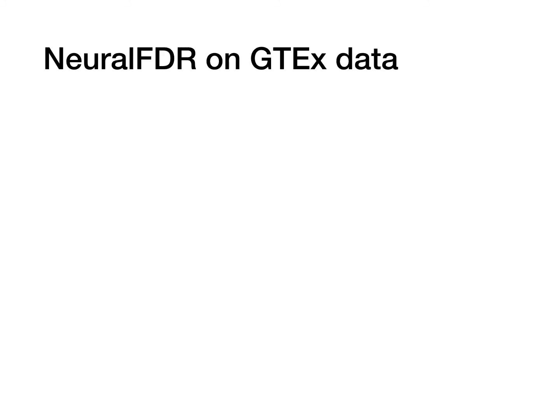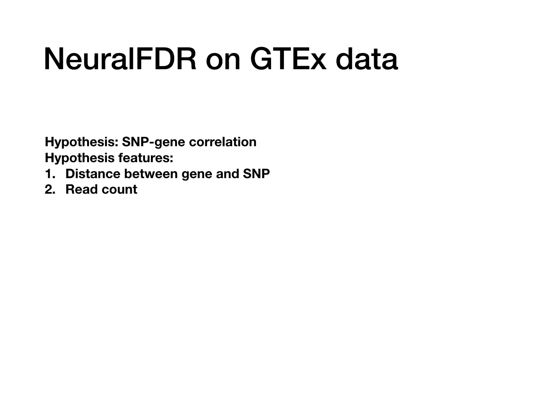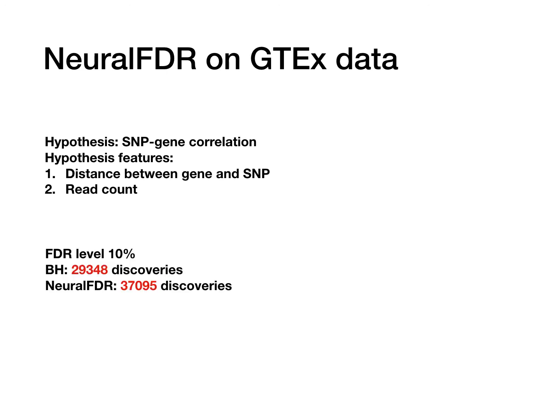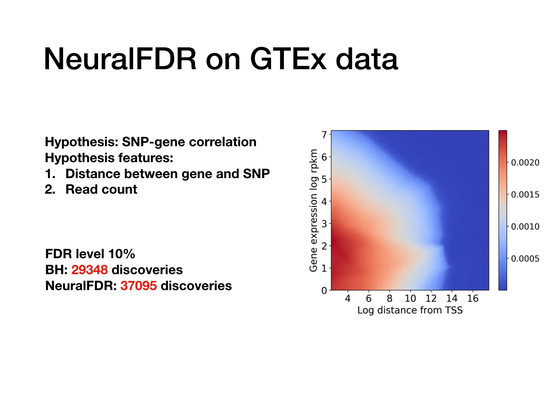As one of the empirical examples, we tested NeuralFDR on the GTEx data. For this data, each hypothesis is testing the correlation between one SNP and one gene. And as hypothesis features, we consider the distance between the gene and SNP and read count. Under the FDR level of 10%, BH can discover 30K hypotheses, and NeuralFDR is able to make 7K more discoveries. And this is done by learning a threshold that is highly dependent on the features.